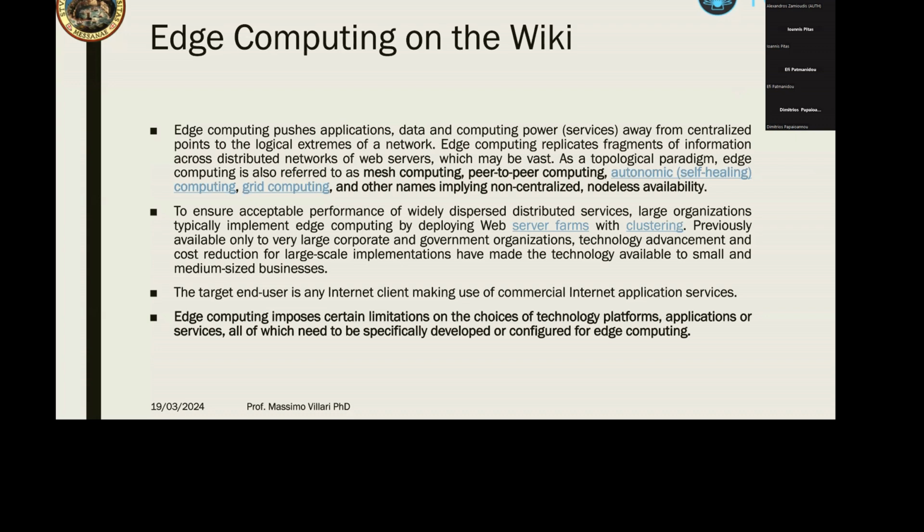Typically, edge computing uses peer-to-peer models or mesh network models. Edge computing introduces a level of self-healing, so autonomic computing. The approach is to try avoiding something which is centralized, so that it is not always required to be available. So edge computing could be a good companion of cloud computing, and sometimes also a replacement.